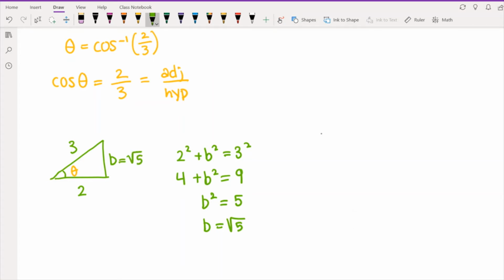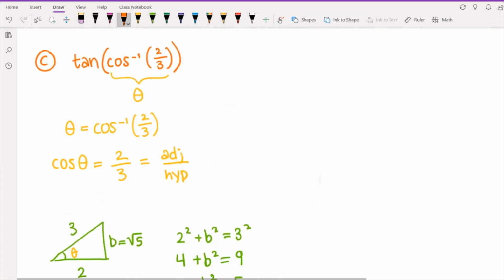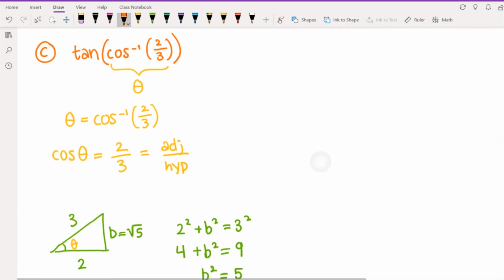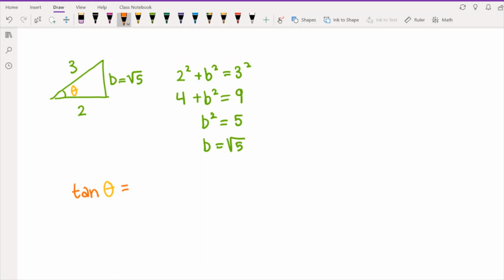So now all we have to do is find tangent of theta, because if we go back to what the question was actually asking us, it was asking us to find tangent of this thing that was an angle. Inverse cosine of 2/3 is an angle. And so instead of writing inverse cosine, we just put theta there. And now we can use this right triangle to answer the question. So we want the opposite over the adjacent side, because that's how you find tangent. And that's going to be square root of 5 over 2.